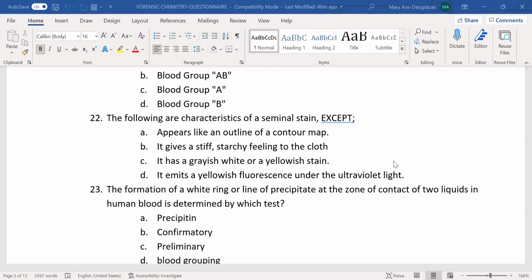ayan, appears like an outline of a contour map. Pag natuyo ba ang semen sa underwear, ano ang itsura? Sagot sa number 21, delta. May kopya kayo niyan, guys?